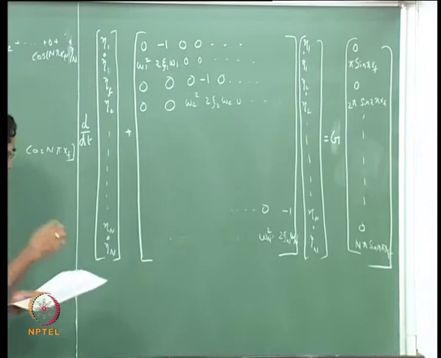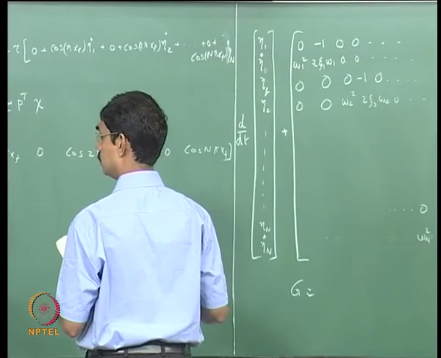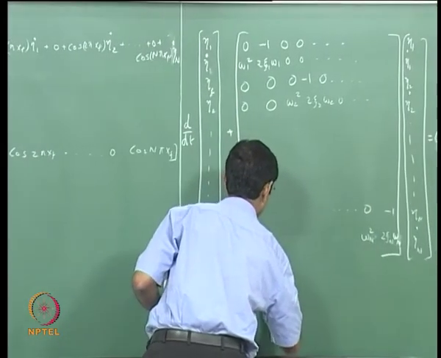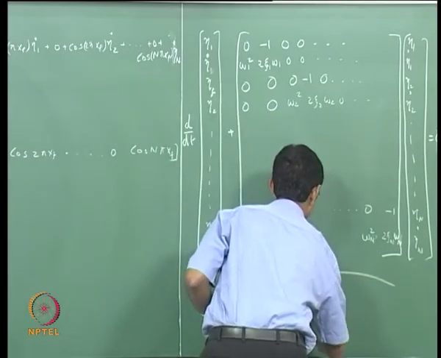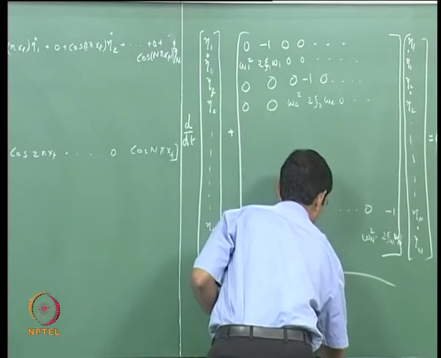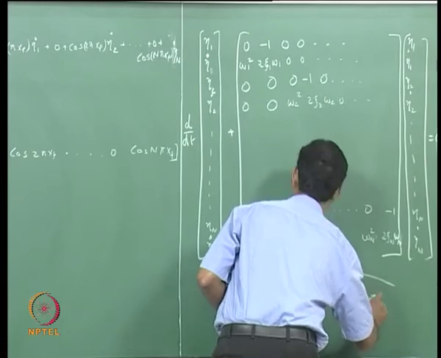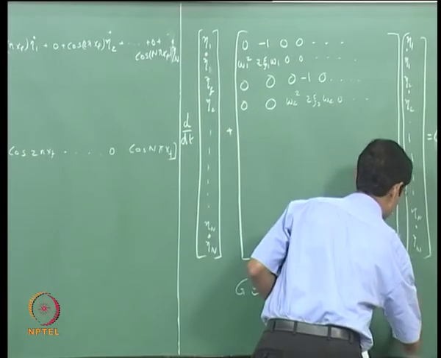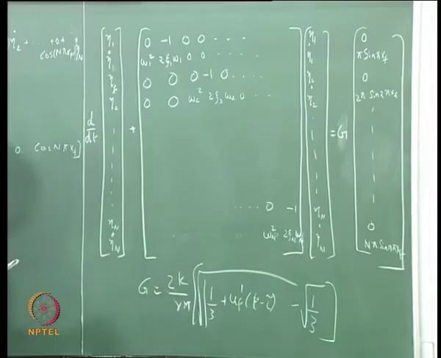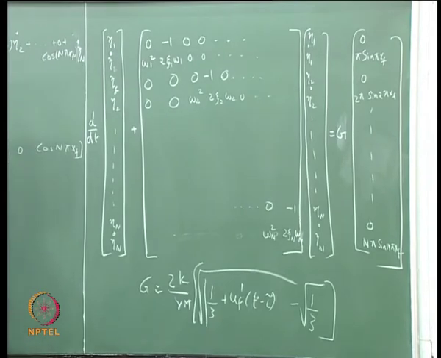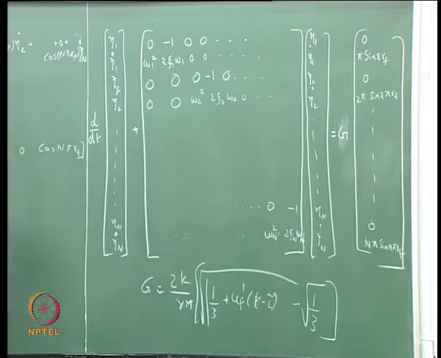Okay, so this G would be, what would it be, 2 k over gamma m and times this square root of 1 by 3 minus... U f prime of t minus tau, minus 1 by 3. So we have put it in some matrix form.